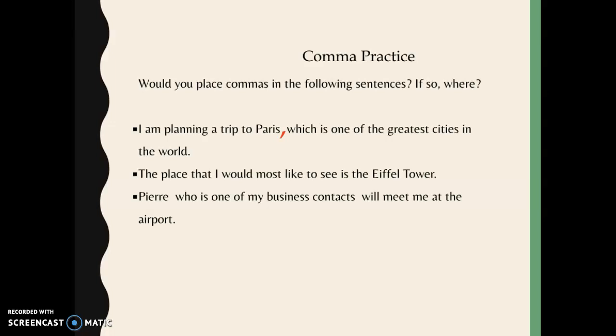The third example requires two commas, both before and after the non-essential phrase. The non-essential phrase is, who is one of my business contacts. So the first one would go between Pierre and who, and the second would go between contacts and will. This makes it clear without knowing the additional information about his identity.